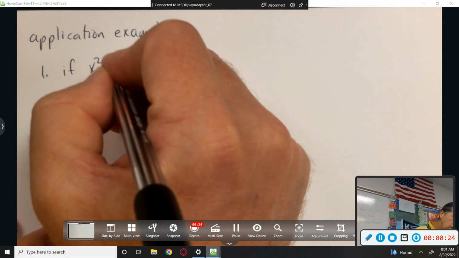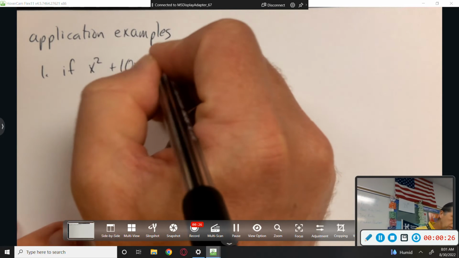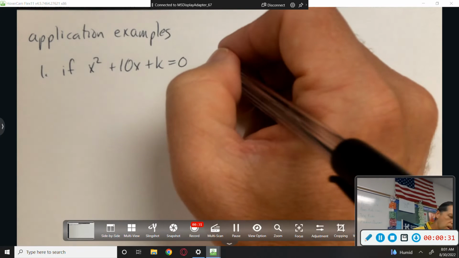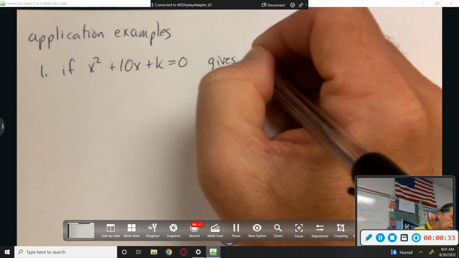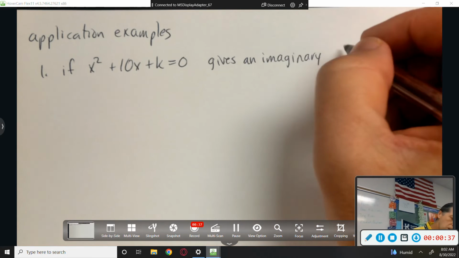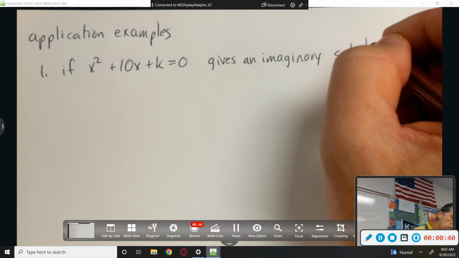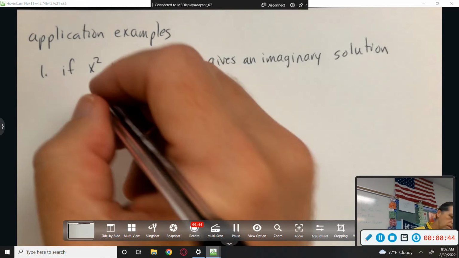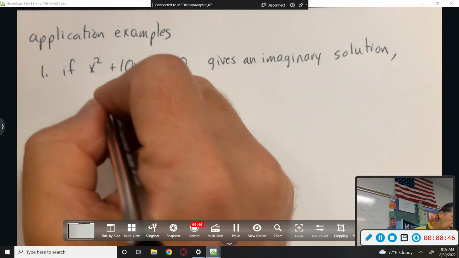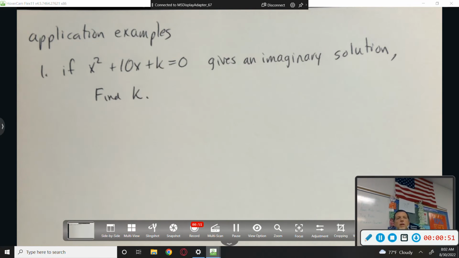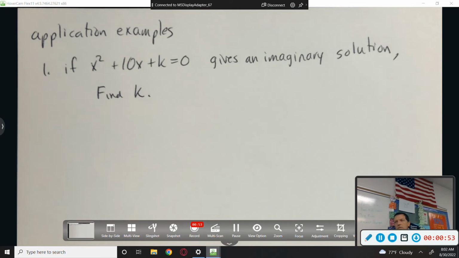If x squared plus 10x plus k equals 0 gives an imaginary solution, find k. x squared plus 10x plus k gives an imaginary solution. Find k.